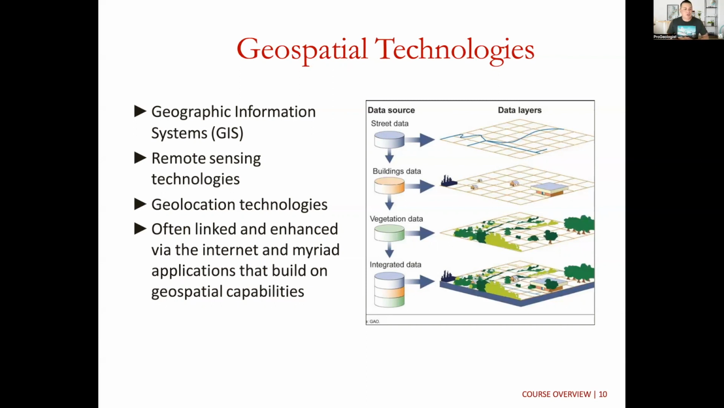And speaking of which, the last bullet point, we have to realize that geospatial technologies are often linked and enhanced via the internet and a myriad of other various applications that build geospatial capabilities. Phones in particular are really good about using certain GPS chips, but they really hone in on where you're located based on the use of internet and that GPS. Powers combined to give us, if you will, a geographic information system, hence the 30,000-foot view of geospatial technologies.